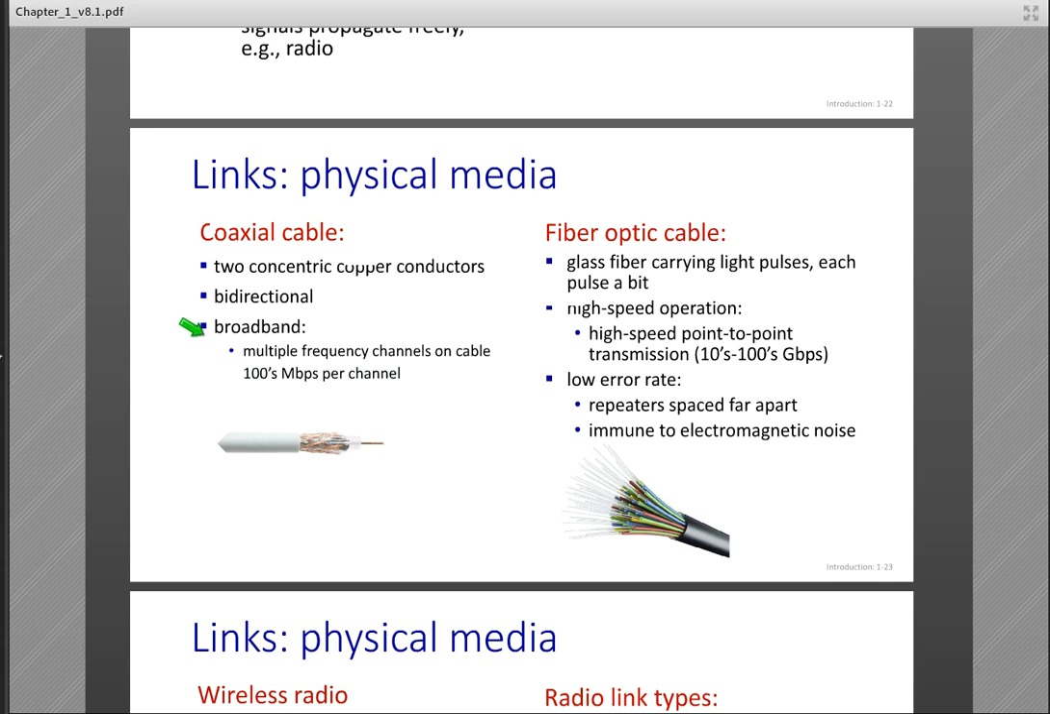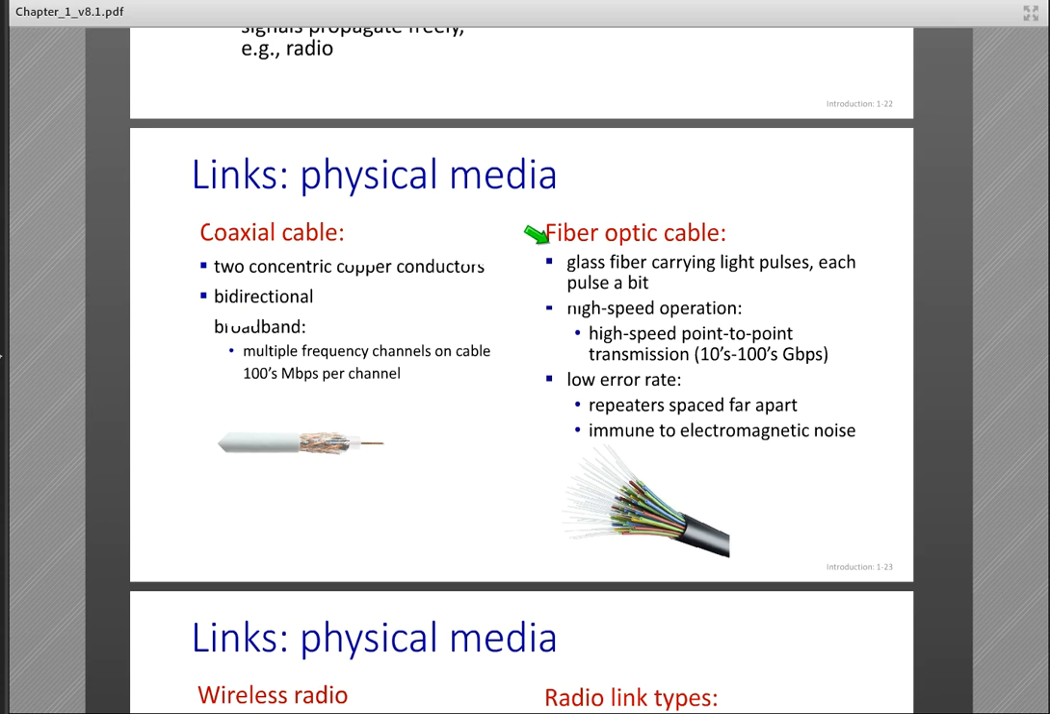This cable is bidirectional and broadband. Bidirectional means that you can send and receive signals at the same time over this coaxial cable, and broadband means that the supported frequency ranges or channels by this cable are too many. It supports very high frequency channels, too many channels.